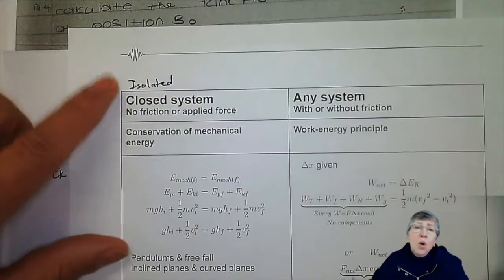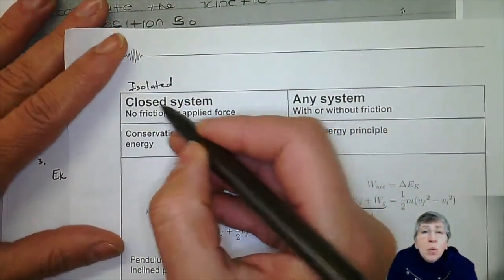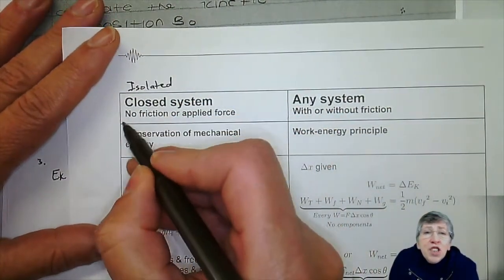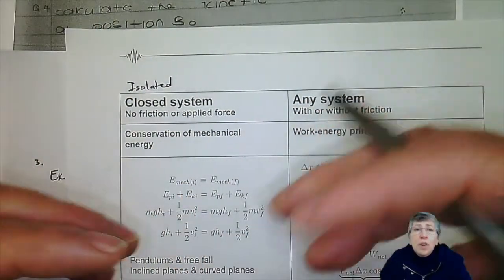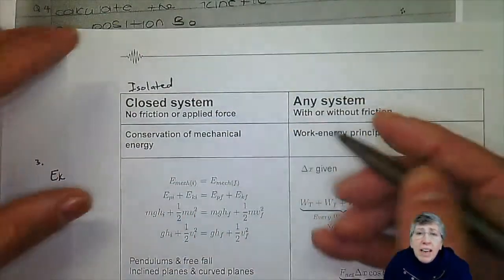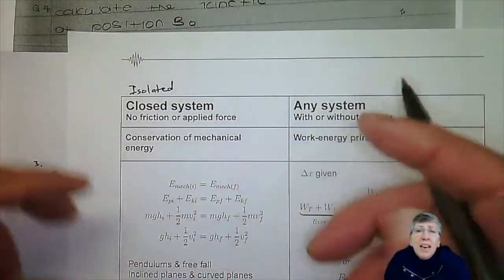But in physics, we're using them any which way you like. But what is a closed system? No friction and no applied force. Nothing working from outside and taking or adding energy. Friction would be taking out energy. Applied force would be adding energy.